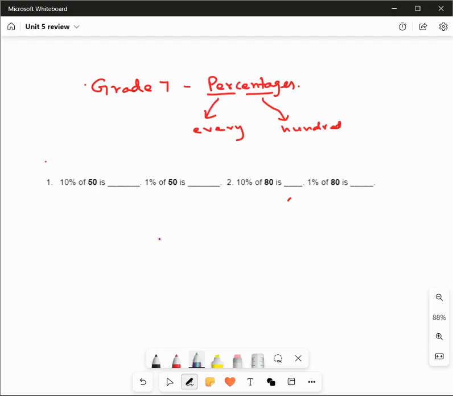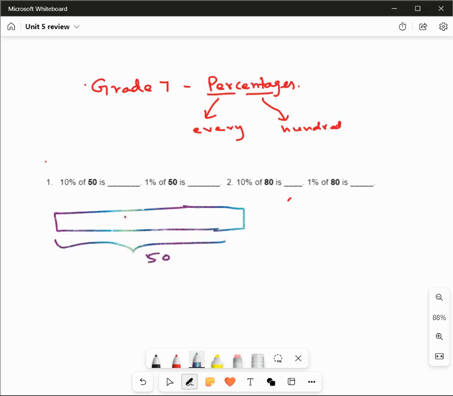We'll practice some questions today, and the rest of them you can work on as practice as well. So let's pay close attention to this. 10% of 50. There are a couple of ways you can answer this question. One way is to draw a bar diagram. The whole thing is 50, and you cut it into 10 pieces, because you're looking at percentages: 1, 2, 3, 4, 5, 6, 7, 8, 9, 10 pieces.